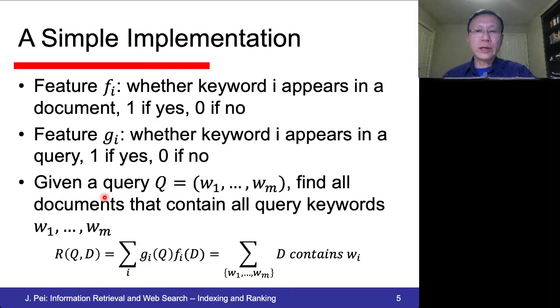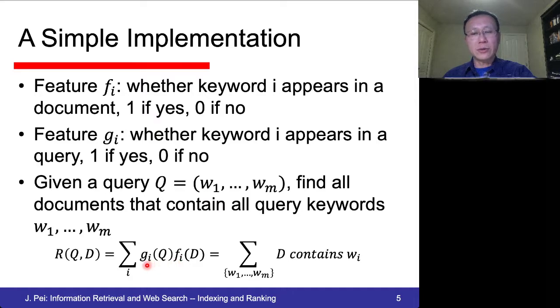Then, given a query Q, which contains a set of keywords w1 to wm, we try to find all the documents that contain all the query keywords w1 to wm. Why? Because the document ranking function calculates, over all the possible words, the sum of the products giq and fid. And if a word i does not appear in query Q at all, giq will be 0 in our simple implementation. Therefore, those terms we do not need to bother about.